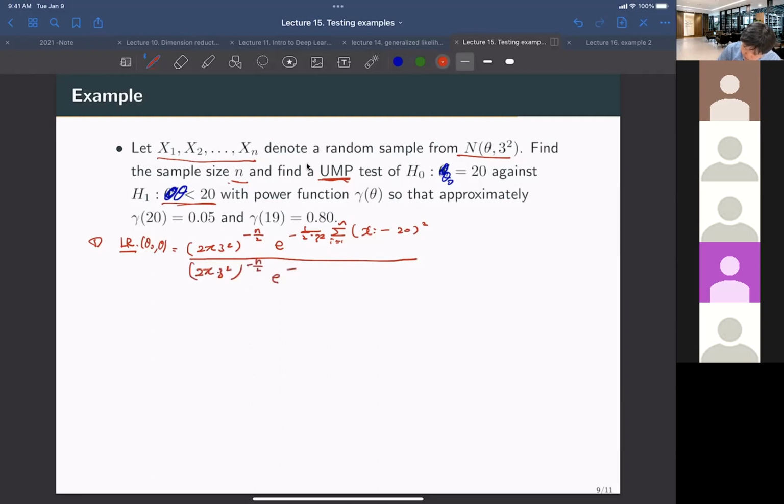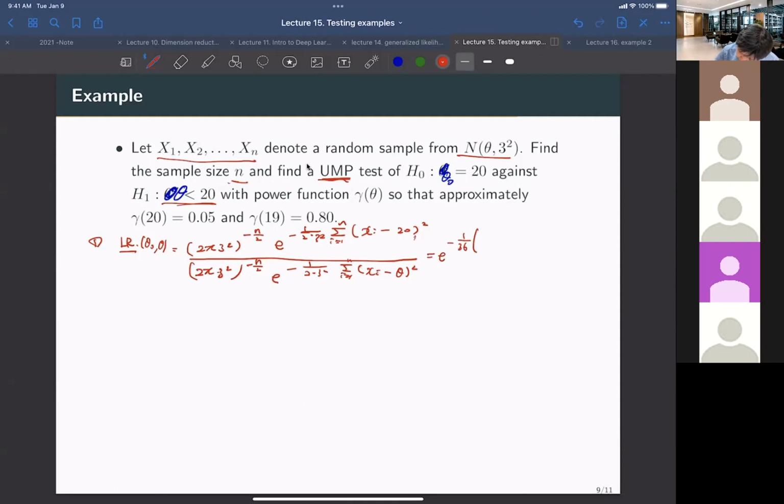So e to the negative 1 over 2 sigma square, summation of i equals 1 to n, xi minus theta square. And then these are canceled out. The remaining term will be the exponential part, e to the minus 1 over 36. The xi square part will go, and 40 square and theta square don't depend on x, so I'll just ignore them, and then what we have is just summation of xi.